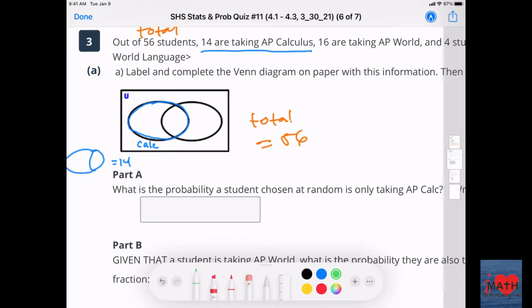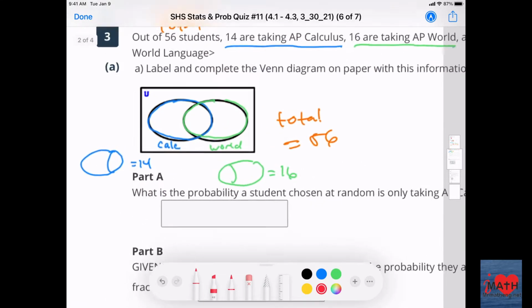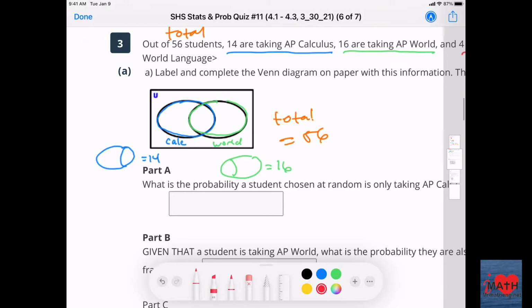And then it says 16 are taking AP World. So this circle I'm going to call World, right? So everything in the circle equals 16, okay? Now, there are 4 students who are taking both. Okay, so in my diagram here, this would be a 4, and this is 4. 4 plus what? 12 equals 16, so you put 12 in here.